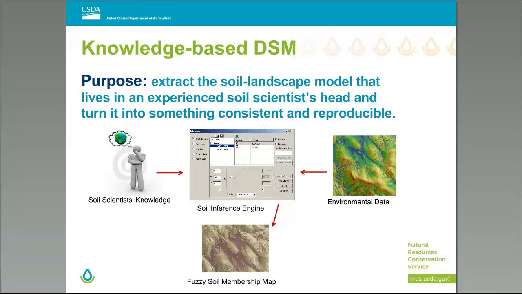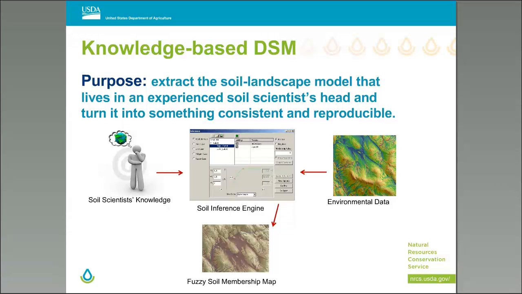Knowledge-based digital soil mapping has really a singular purpose, and that is to extract the soil landscape model that lives in an experienced soil scientist's head and turn it into something that's consistent and reproducible. We all, as soil scientists, know when we're walking around outside, we have an idea of where certain types of soil occur and how they interact with each other and how the soil forming factors are influencing what occurs where. All of that is actually inherent in a soil map, but it's not well documented. It's not easily reproducible.